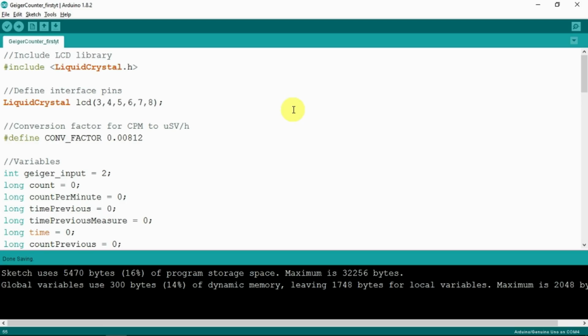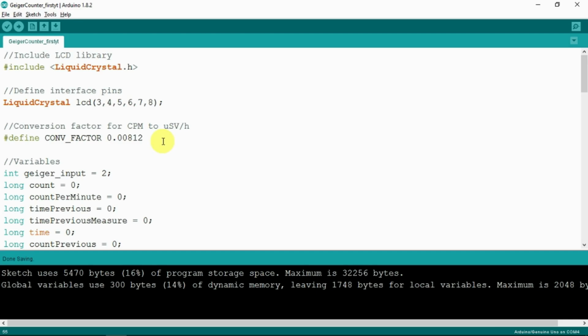So here we can see our Arduino sketch, and the first thing we need to do is to include the library to drive the little liquid crystal display and define the pins that we're going to be using to address it. I'll show how that physically works in the next part. And then the interesting bit here is the conversion factor from the counts per minute to microsieverts.